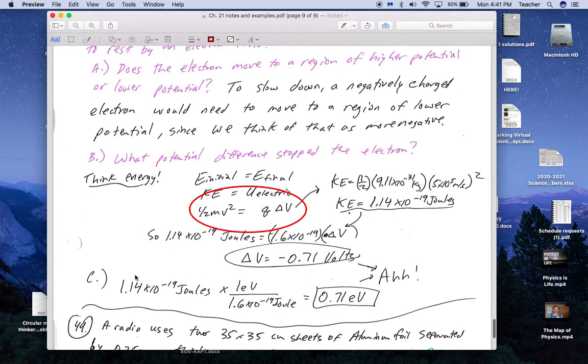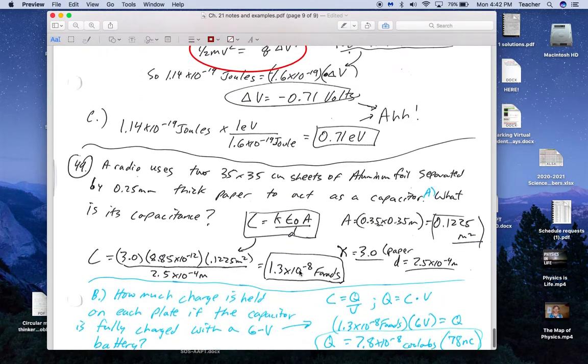And if you want to convert that to electron volts, lo and behold, since we're talking about one electron moving, that's the number of joules we have, which is up here. That's the conversion between electron volts and joules, and so we get 0.71 electron volts. Notice those are the same. So if we think about the energy where it's ending up as zero kinetic energy and all potential energy, we've gained this potential energy, even though we're dropping through a negative electric potential.